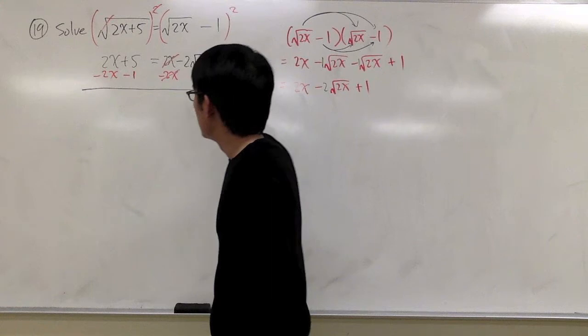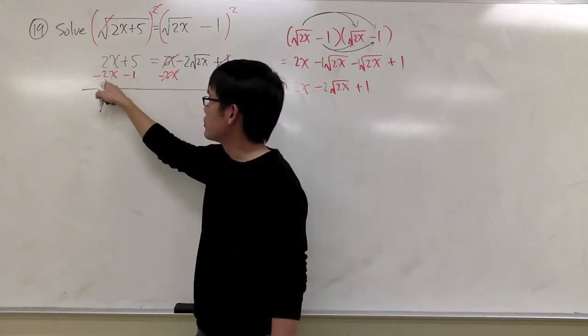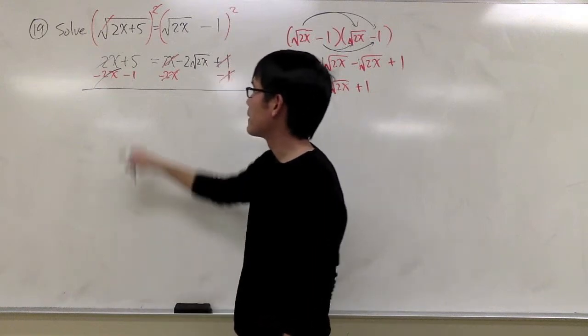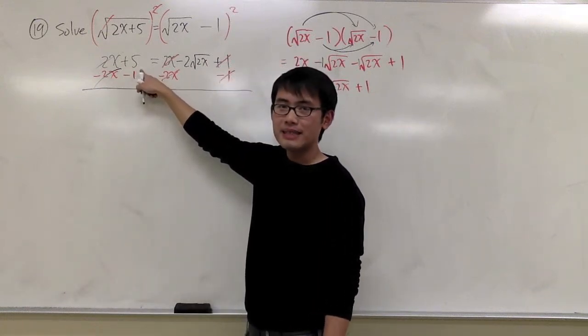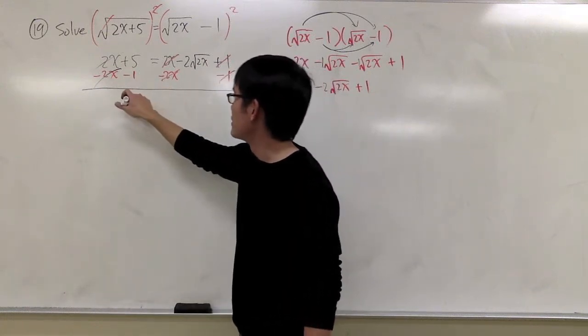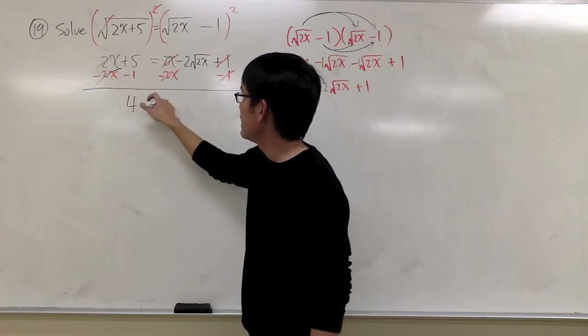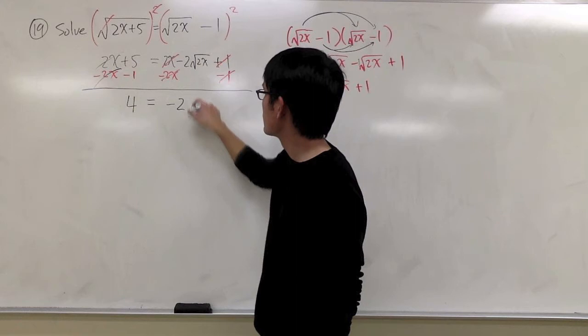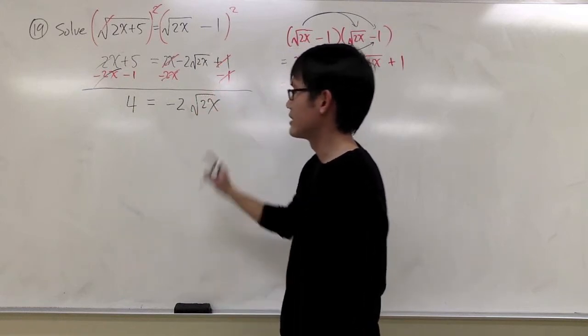Then we see 2x minus 2x, once again they cancel out. And we have positive 5 minus 1, which is 4. That equals, this is negative 2 square root of 2x, like that.